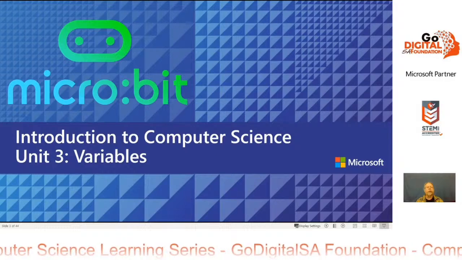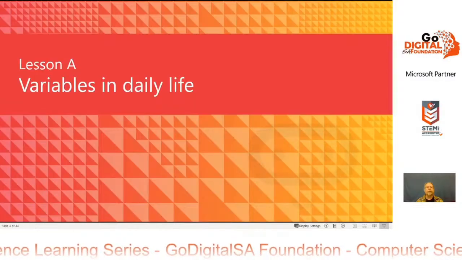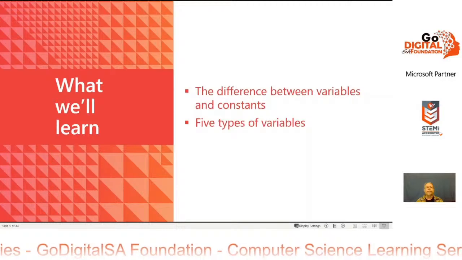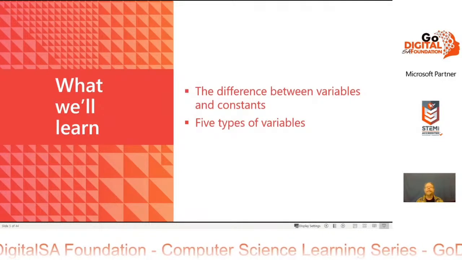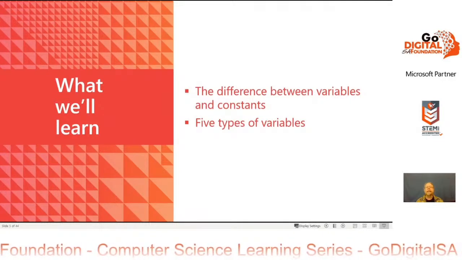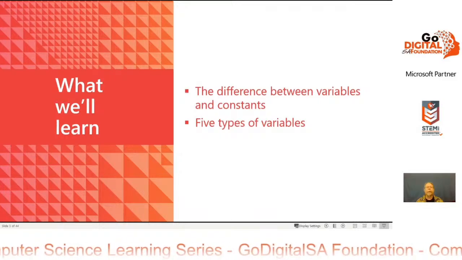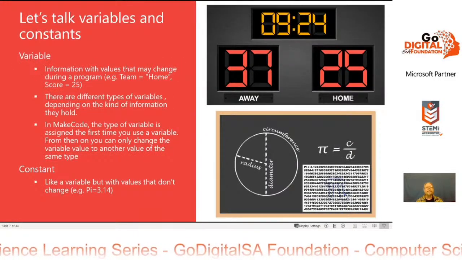So we're on Unit 3 now, Variables. Lesson A, Variables in Daily Life. What we'll learn: the difference between variables and constants, and 5 types of variables that we find in MakeCode. So let's talk variables and constants.